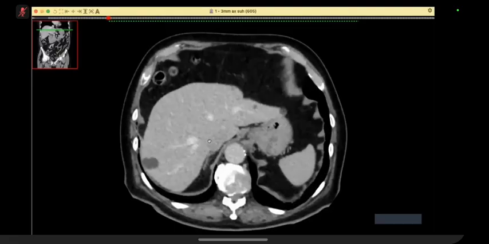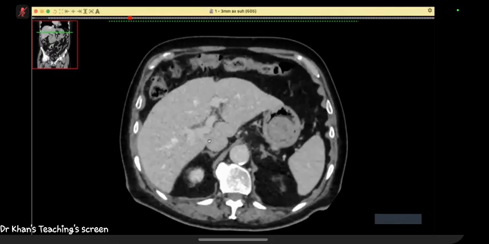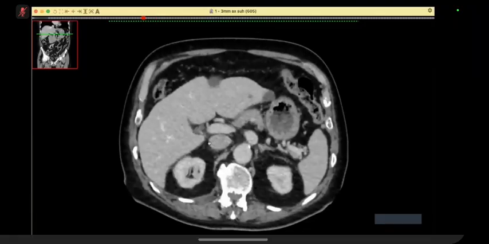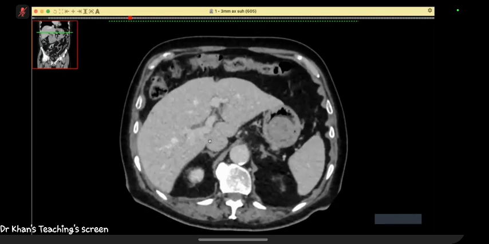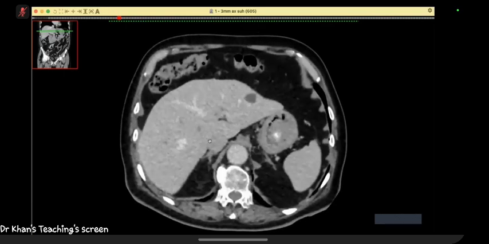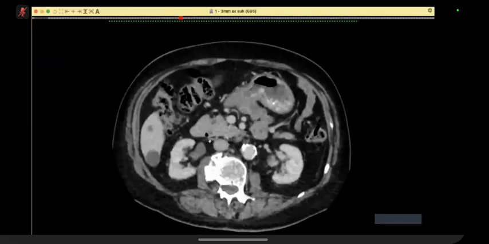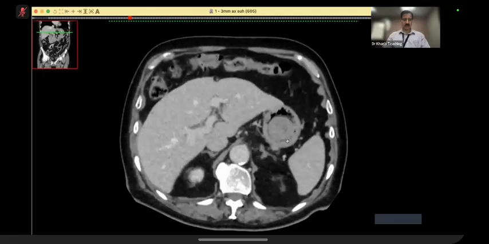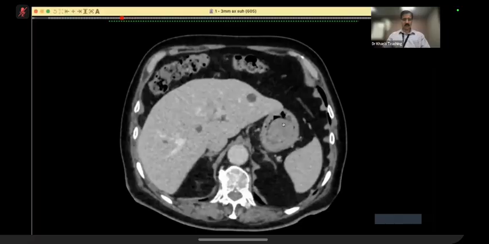And then there are multiple hypodense lesions in the liver, likely metastasis, as well as a lesion in the stomach, which is a soft tissue lesion with likely caseation, which is likely another metastatic deposit within the stomach. This is the metastasis. You feel this is a metastasis?